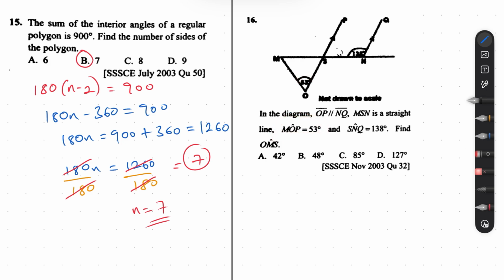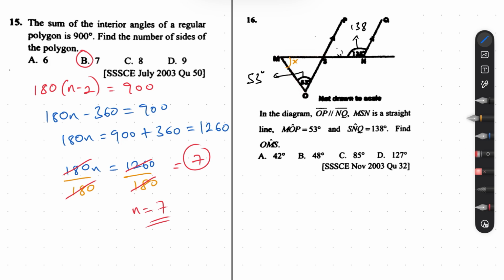Let's write it so you can see it properly: 53 degrees. And angle SNQ is 138, so this angle here is 138. It says find angle OMS. OMS is this angle, so this is what we're trying to find. Let's label that part X.